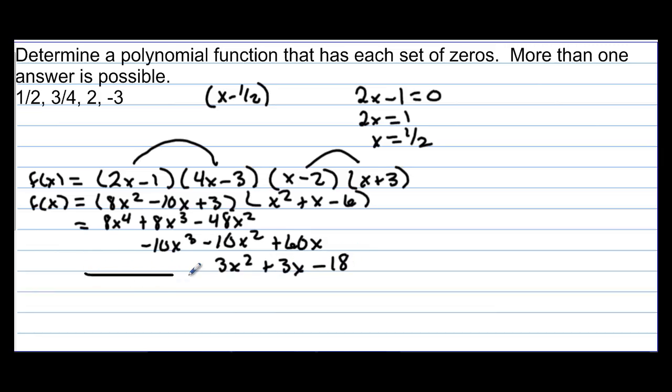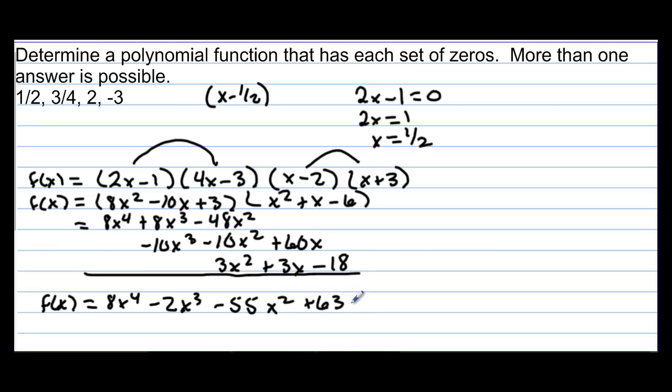And now we just have to collect like terms. F of x is equal to, we have 8x to the 4th minus 2x to the 3rd. Let's see, negative 58, negative 55x squared plus 63x, and then minus 18.